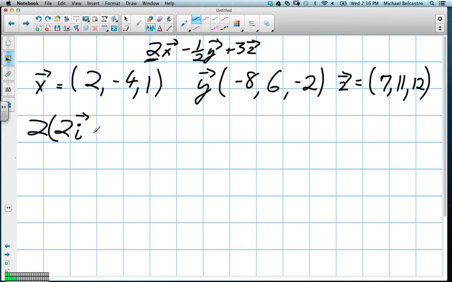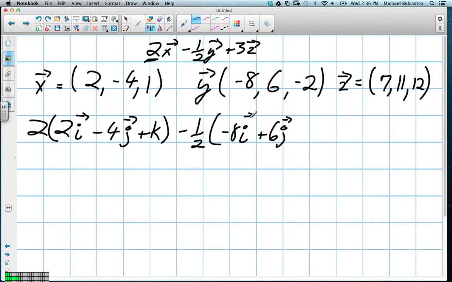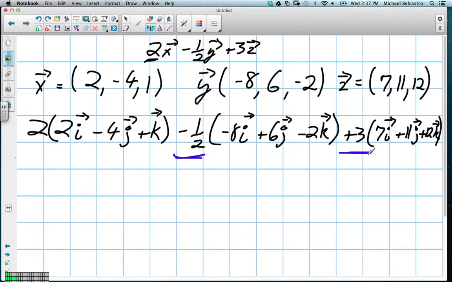2i minus 4j plus k, minus 1/2 negative 8i plus 6j minus 2k, and finally plus 3 times 7i plus 11j plus 12k. So this way we're all in unit vectors, and we can actually combine them right off the bat. We didn't have to wait till they're in their components and then add them up together.